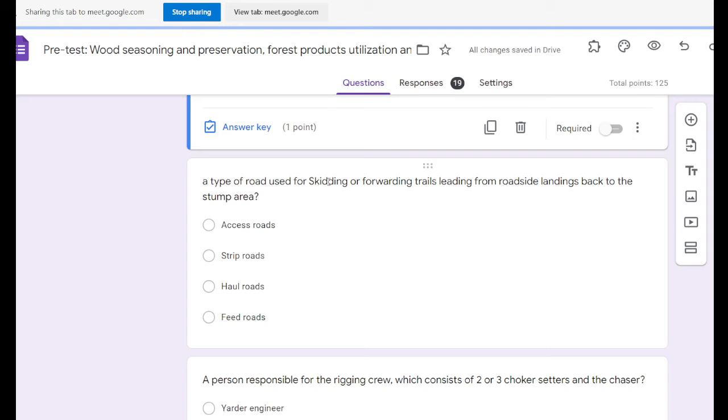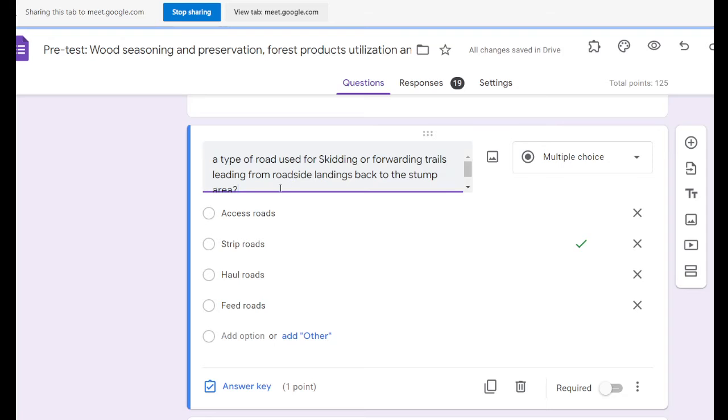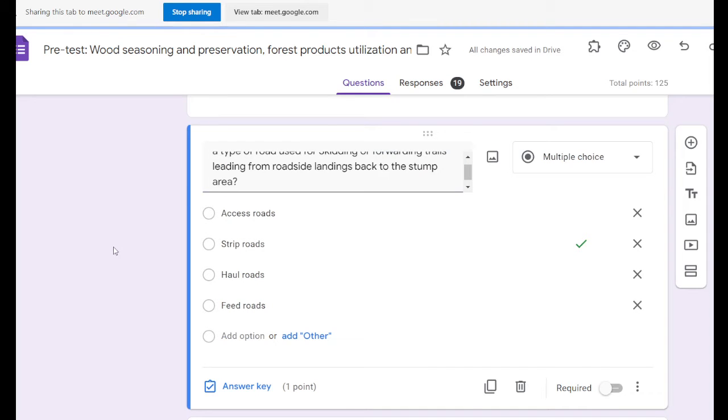A type of road used for skidding or forwarding trails leading from roadside landings back to the stump area. The correct answer for this question is strip roads. Okay, skidding means parang birahon lang ang kahoy, or forwarding meaning i-haul ang kahoy. So a road used for skidding or forwarding trails from roadside landings back to the stump area. So that is the strip roads.